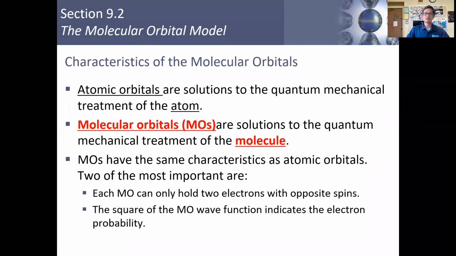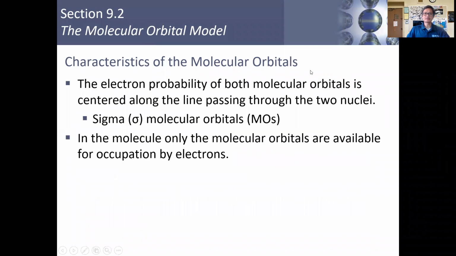Let's continue on then. What we're going to do is examine the probability of finding electrons within a molecule. What you're going to see is that we form what are called sigma molecular orbitals. These sigma molecular orbitals will be essentially the new orbitals that are formed when the two atomic orbitals get together.